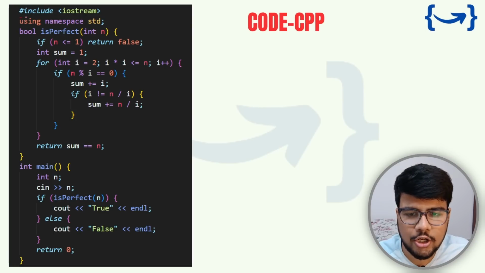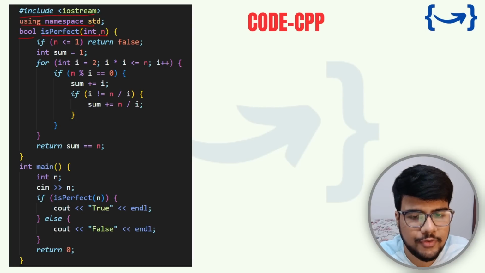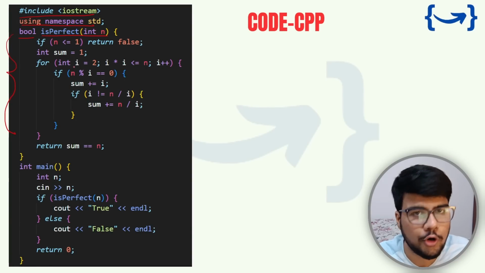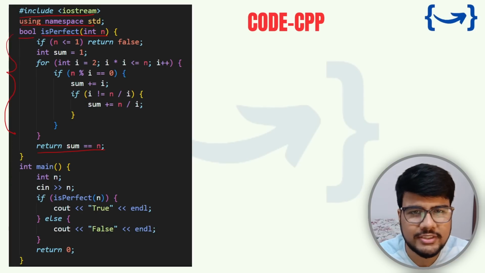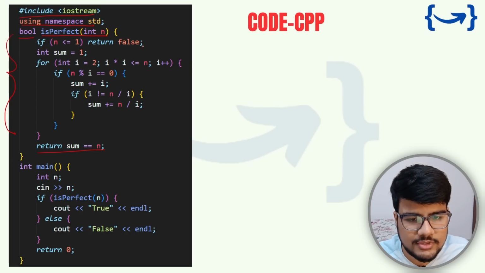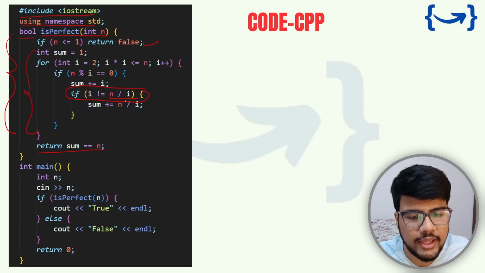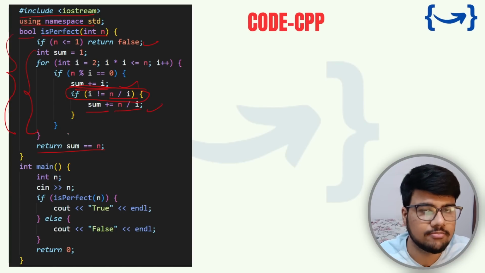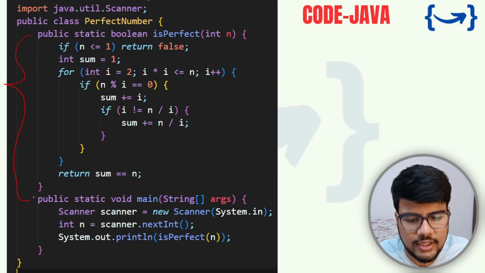So, include iostream, using namespace std. Bool isPerfect, int n. I usually create a function and it is totally dependent upon you whether you want to or not. But creating a function will help us to write some boolean checks very easily. Now the same case, covering the boundary case, then writing the same for loop and checking. I will not recompute n by i again and just add it into the sum, and I am done. So only a few lines of code and your code is totally done.